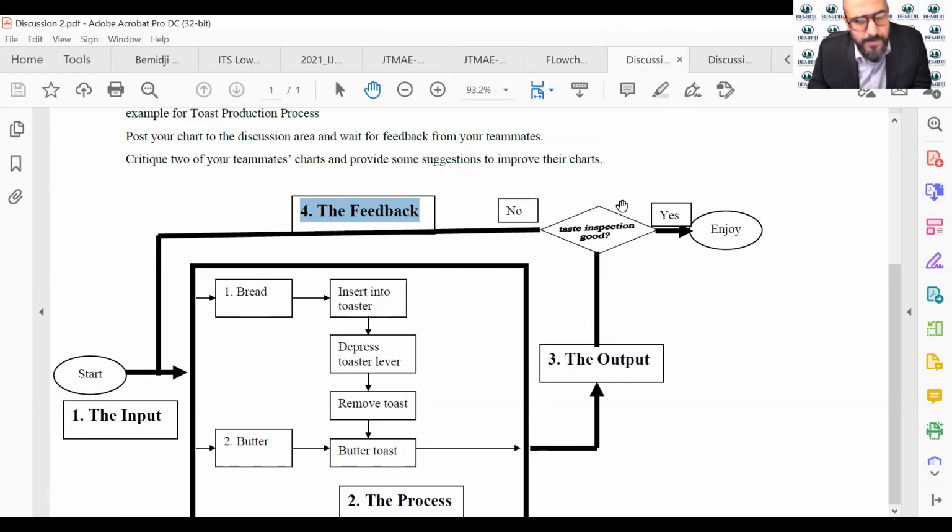And then you go to inspection here. Is it good? If yes, go and enjoy it, and that's the end of the process. If no, go try doing it again. And maybe you could add some decisions into the remove the toast step. You could add another decision point, a diamond shape, saying, is the bread toasted to the right level? Is it golden enough for you? Or maybe it's black. If yes, you move on to the next phase. If no, you go back to the previous phase and do the process again.